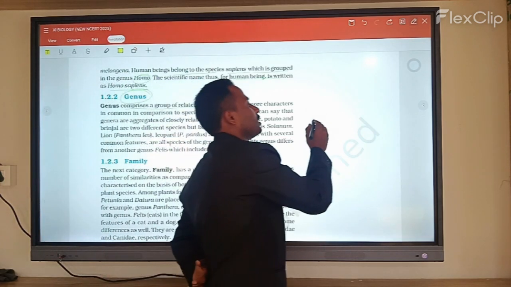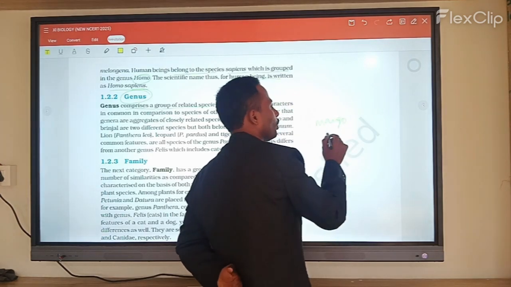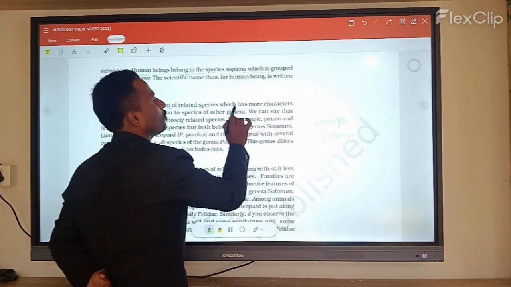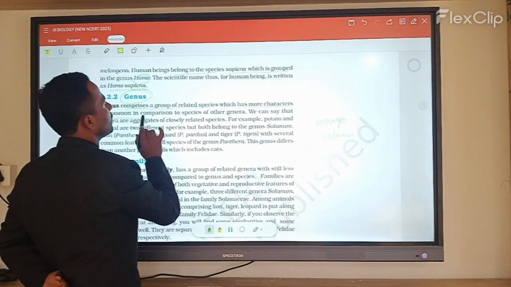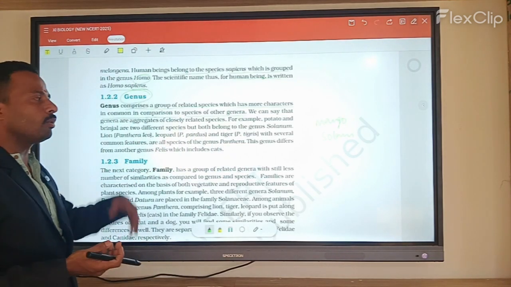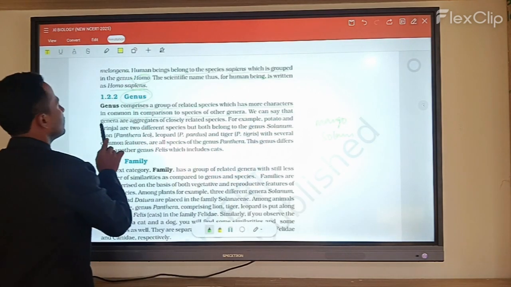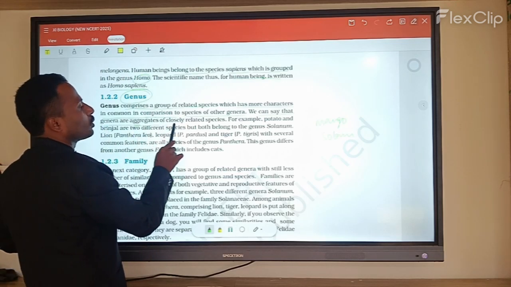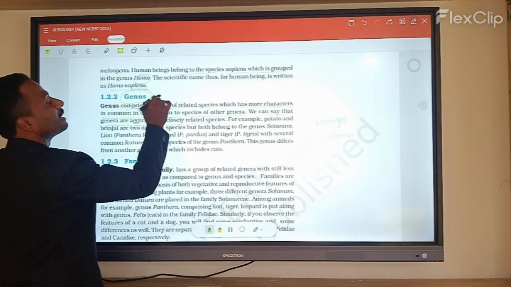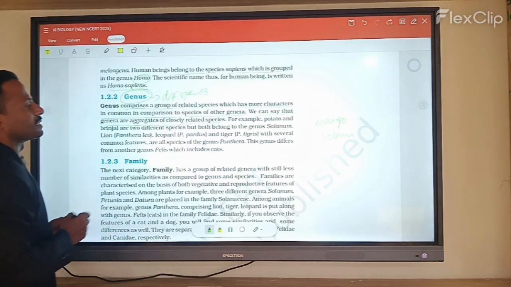Here, a group of related species, like mango and Solanum. Different species share many characters. The common is the comparison of species with other genera, so other genera are easily compared. Based on how the species differ, we can separate them. We can say that a genus is the aggregate of closely related species. So genera consist of what? Genera consist of different, related species.